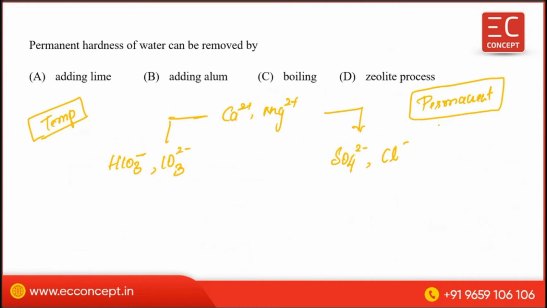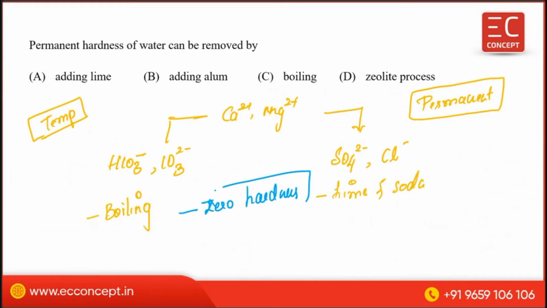Okay, see, temporary hardness can be removed by boiling, whereas a permanent hardness can be removed by adding lime and soda. But whether it is the boiling process or the lime soda process, zero hardness water cannot be produced. So what can we do with these two processes? We can reduce the hardness to 50 milligram per liter. So we can't remove the hardness completely by the boiling method or by the lime soda process.